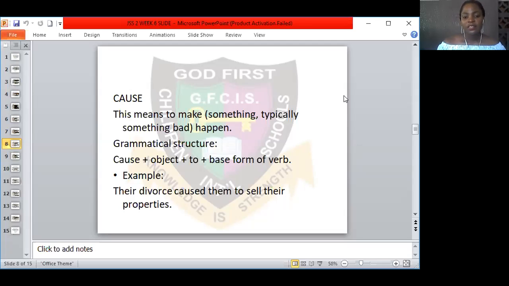Example: their divorce caused them to sell their properties. Now, looking at the grammatical structure, we have caused, their divorce caused them. The object there is them, then to plus the base form sell. Their divorce caused them to sell their properties.